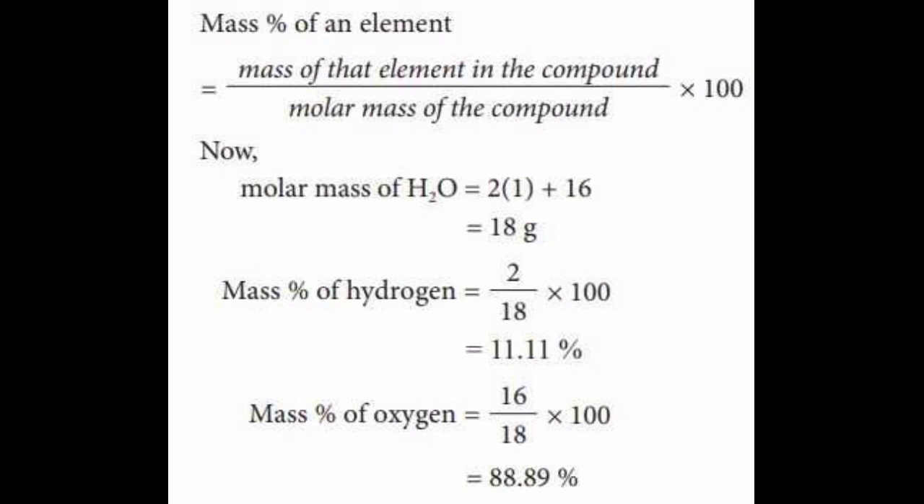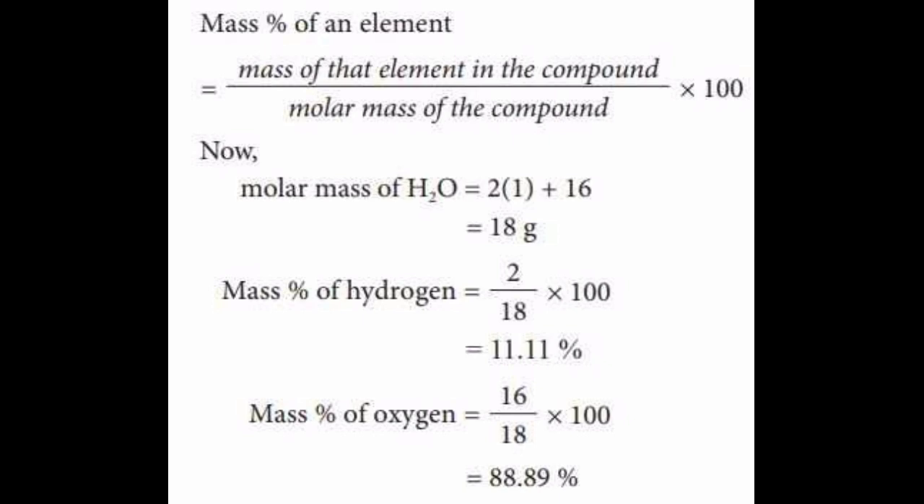composition of both these elements can be calculated by using the equation: mass percentage of one element is equal to mass of that element in the compound divided by molar mass of the compound, into 100. So you should know the mass of that element in the compound and the molar mass of the compound. That should be multiplied by 100. Now the molar mass of water, you have already done it. So 2 into 1 plus 16, that is 18 gram.